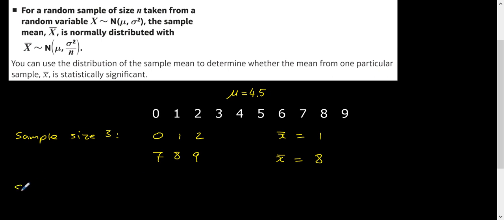Now what happens if we increase the sample size? What happens, for example, if I say I'm going to take a sample size of 8? So this time we have to pick 8 numbers. Well, at the lower end, we could have 0, 1, 2, 3, 4, 5, 6, 7. Okay, that could be my sample. And the mean of this sample is going to be 28 divided by 8, which is going to be 3.5.